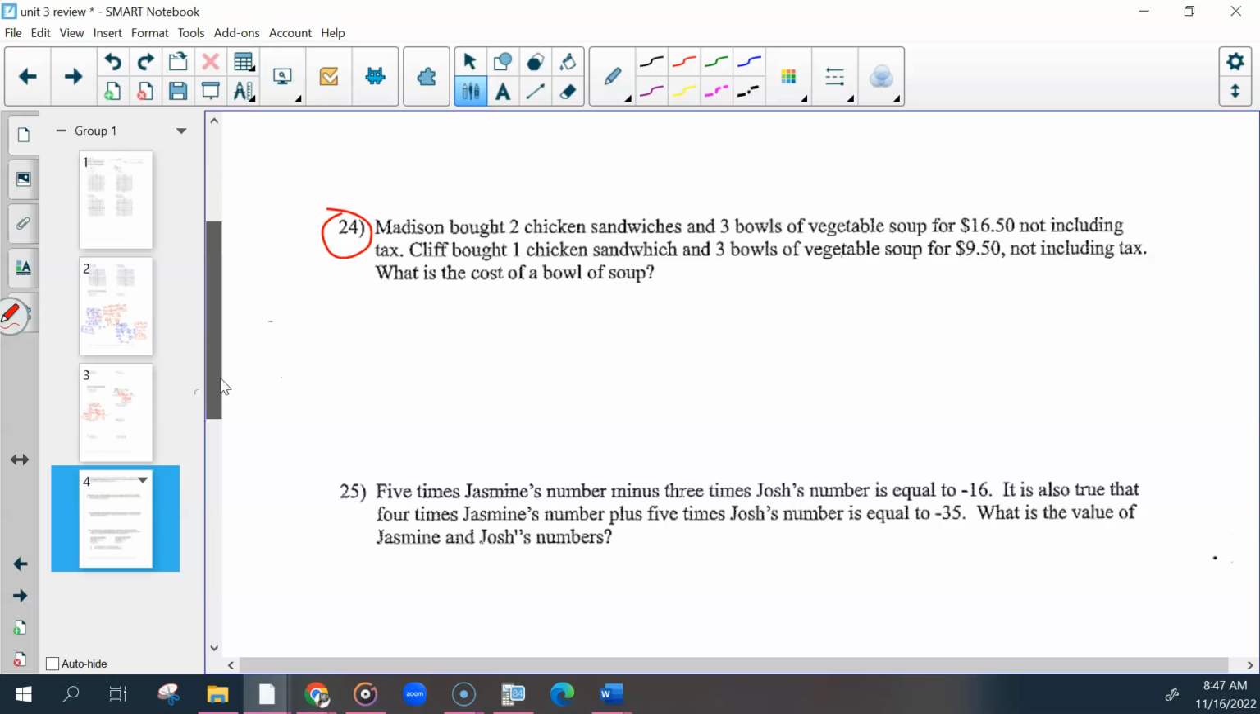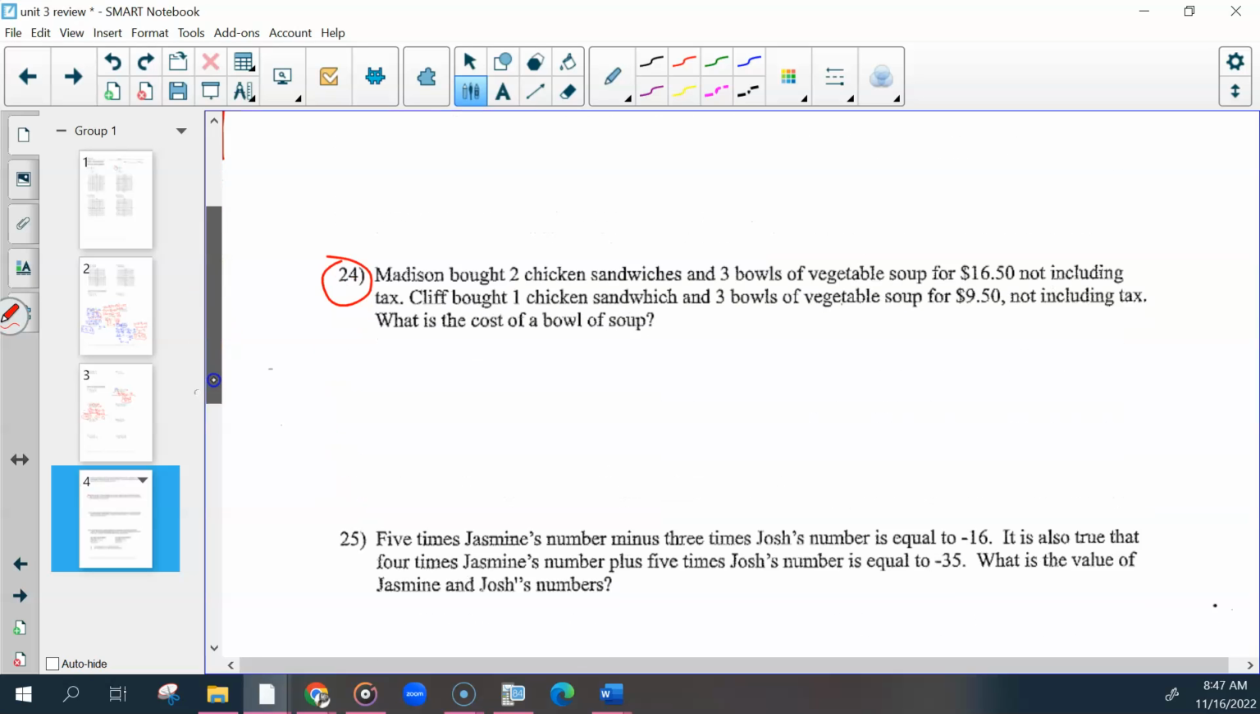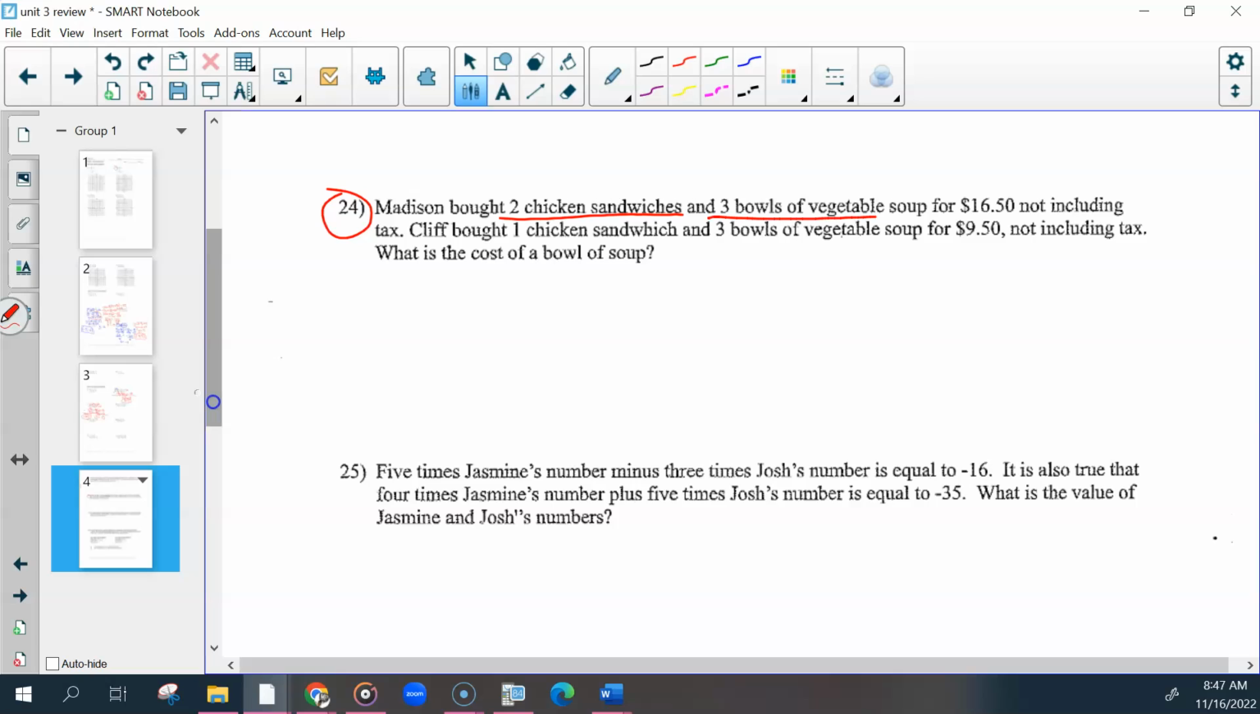Great. So find important things, highlight, circle, underline as you read. Anything that has numbers is important. So 2 chicken sandwiches, 3 bowls of vegetable soup, $16.50. 1 chicken sandwich, 3 bowls of vegetable soup, $9.50. And here we're looking for just the cost of a bowl of soup. Remember that question is going to help you define your variables. This tells you what you don't know. The variable represents what you don't know. So I'm going to call that B for the cost of a bowl of soup.